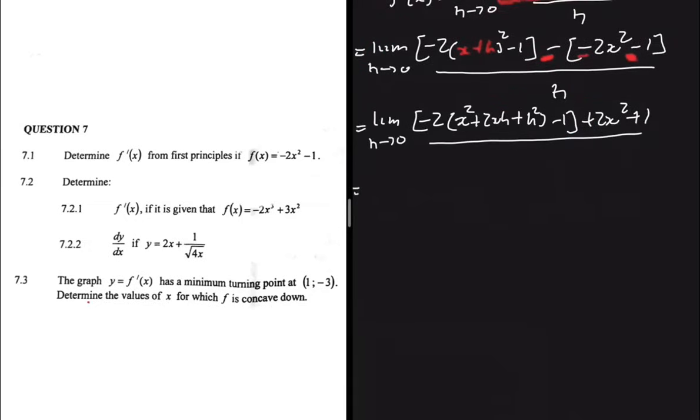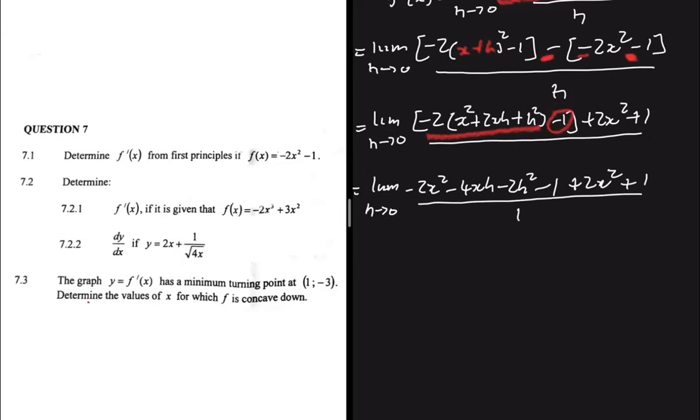We still have our limit as h tends to 0, right? So now we're just multiplying out by minus 2. Let's go ahead and do that. We're gonna have minus 2x squared minus 4xh minus 2h squared, and then minus 1. Let's not forget this minus 1, which is out here, and then plus 2x squared plus 1. We're dividing everything by h.